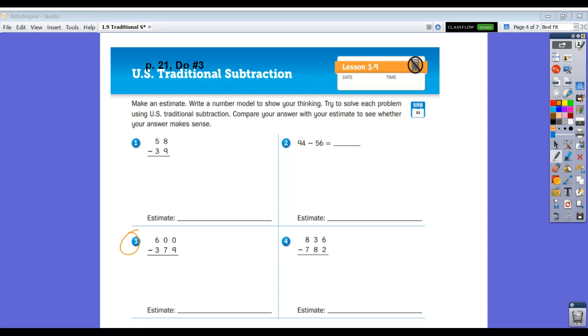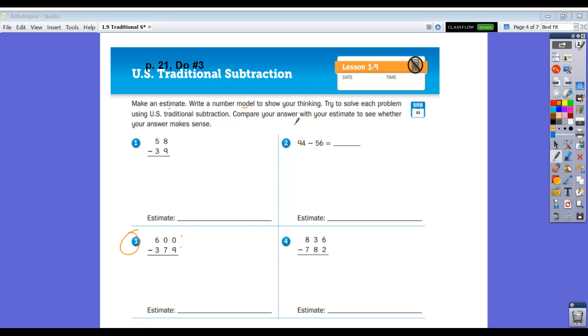So problem number 3, let's read it together. Ready? 1, 2, 3. 600 minus 379. Oh, what did I forget to do before I started working that I always am telling you that you need to do every time? Emily? The estimate. We're going to get there, but did I RTD? Read the directions. Let's go back. It says, make an estimate. That's what Emily was just telling us.